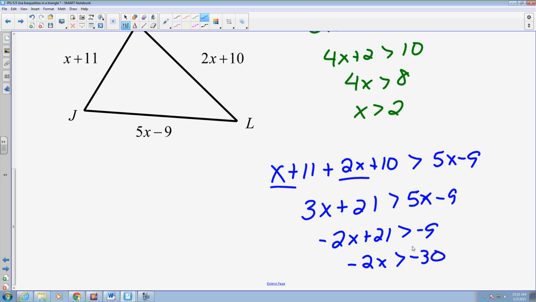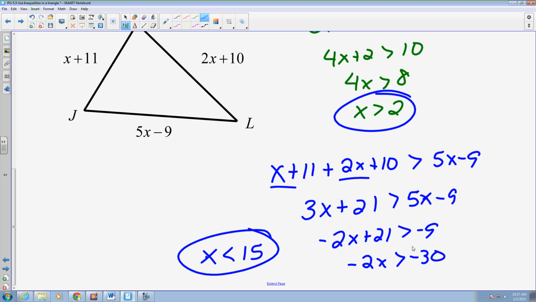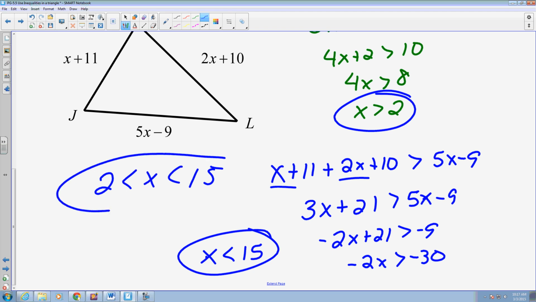Dividing both sides by negative 2, I get x is less than, remember you have to flip the inequality when you divide by a negative number, x is less than a positive 15. So I got x is less than 15, and I got x is greater than 2. You can leave it like that, or you can put 2 over here, 15 over here, and x has got to be in between these two. So it's kind of like an and statement.